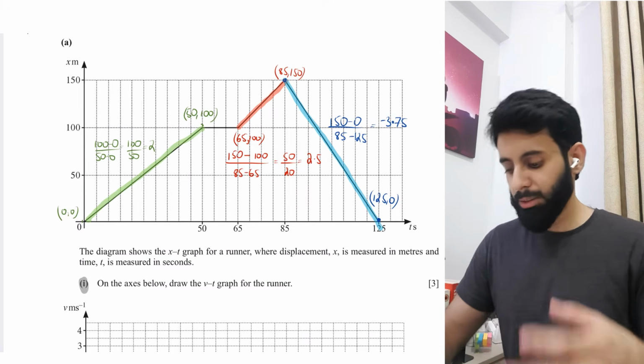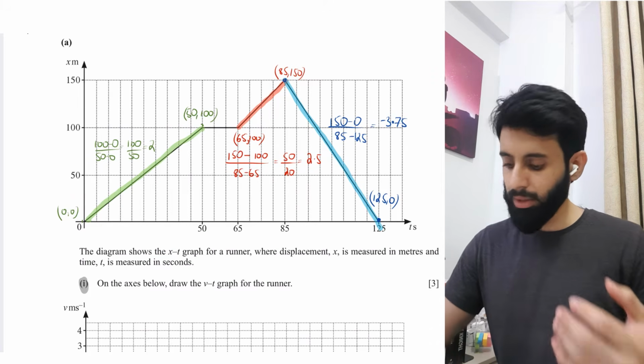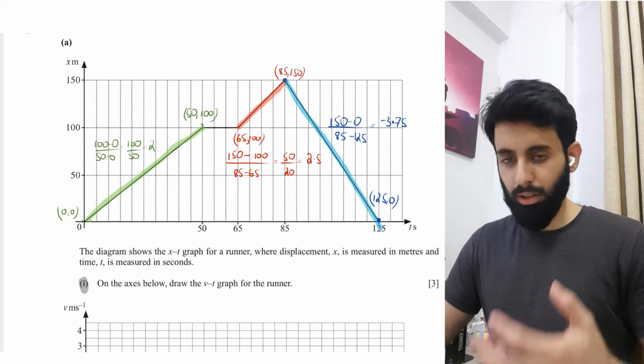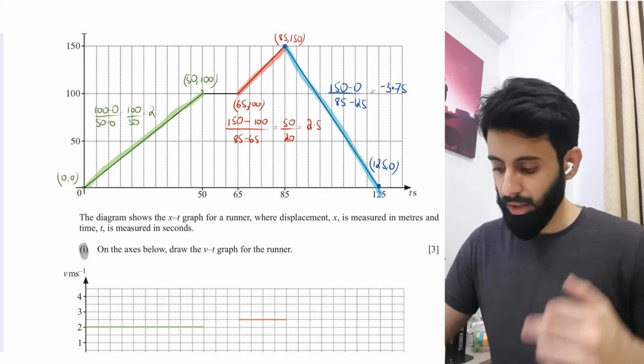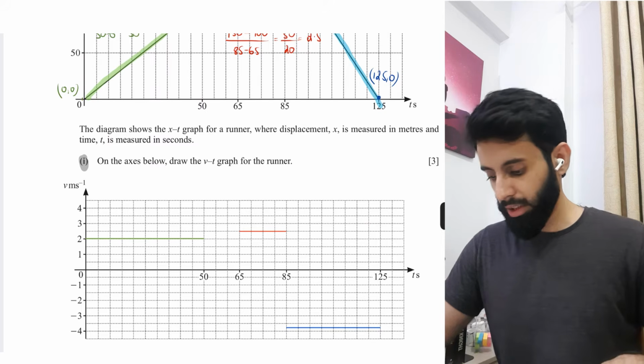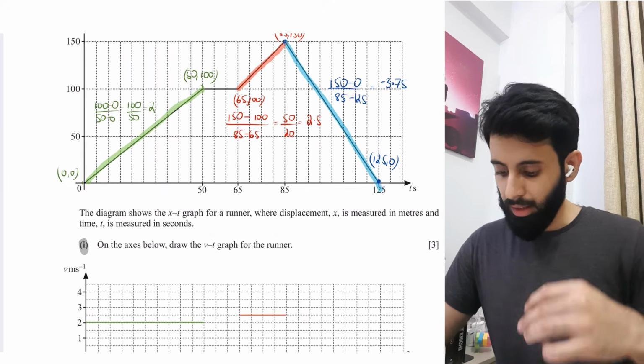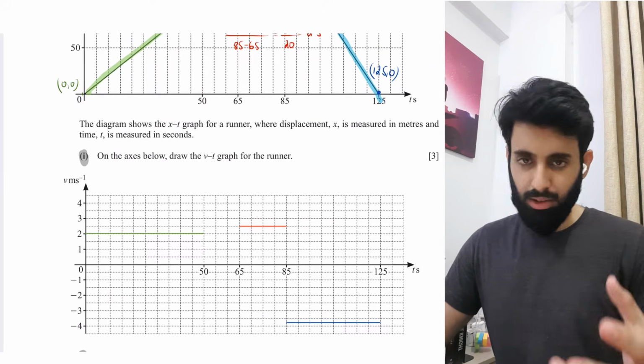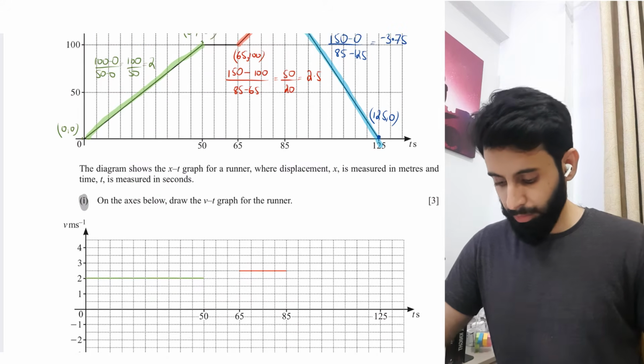So our journey is basically divided into a total of 4 parts. Okay, one is the green one, where the object is traveling at a constant velocity of 2 meters per second. So we showed that on the graph. It's doing that from 0 to 50. And then 50 to 65, it's not moving at all because the distance doesn't change. That means the speed is 0.